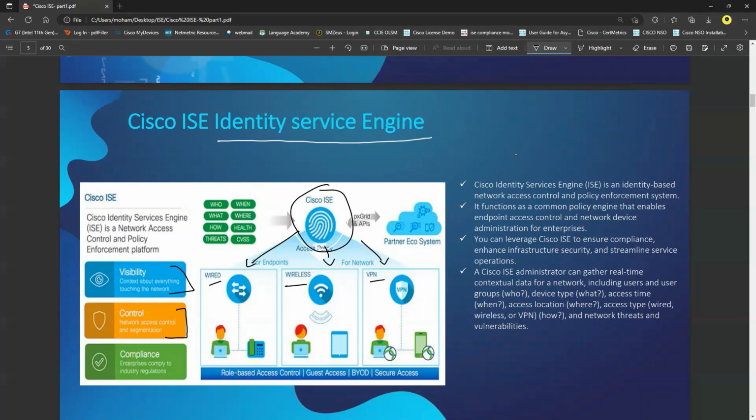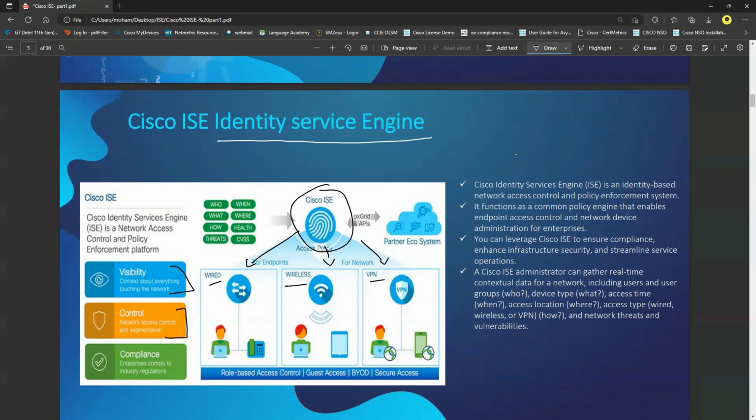Now Cisco ISE not only authenticates but also sees if the user is authorized to access the data or services. ISE will check who is authenticating, at what time, what they are trying to access, from where they are accessing, how they are accessing, and whether there are any threats. ISE will check and keep this data in its internal database.